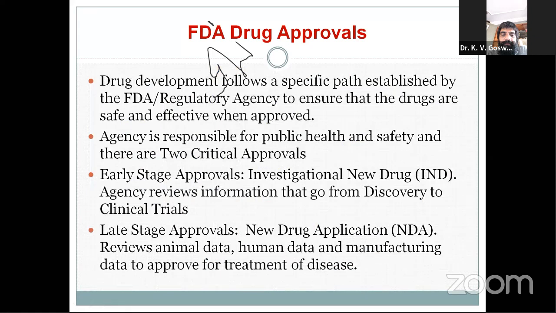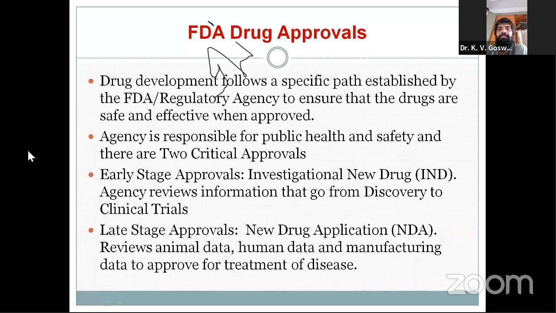So now we're talking about the FDA drug approval. Let's see what happens. The FDA follows a specific path that it has established, and the agency ensures that the drugs are safe and effective when approved. In a way, we do feel like FDA takes a lot of time to review this. Why don't they do it faster? But we have to understand they have a bigger responsibility, because the health and safety of people is the prime responsibility of the FDA. They do want to make the medicines approved, but once they approve it, we are free to launch the product, and the product is available for people to use as they need it.